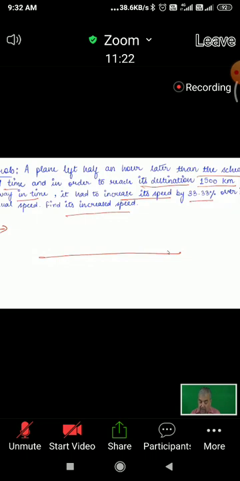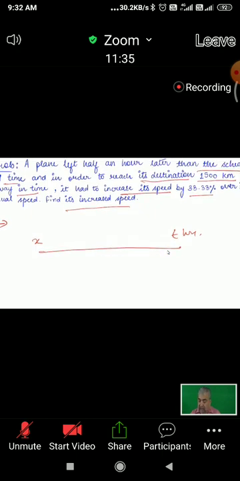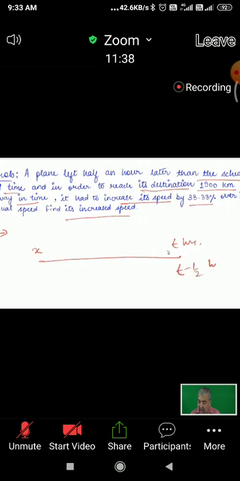Now normal speed is suppose x, and normal time is suppose t hours. And when time is t minus half hour, because the plane started half an hour later, the speed should be one third more, that is x plus one third of x. Why? 33.33% means one third more. If you solve this, this is 4 by 3x. This is the increased speed.